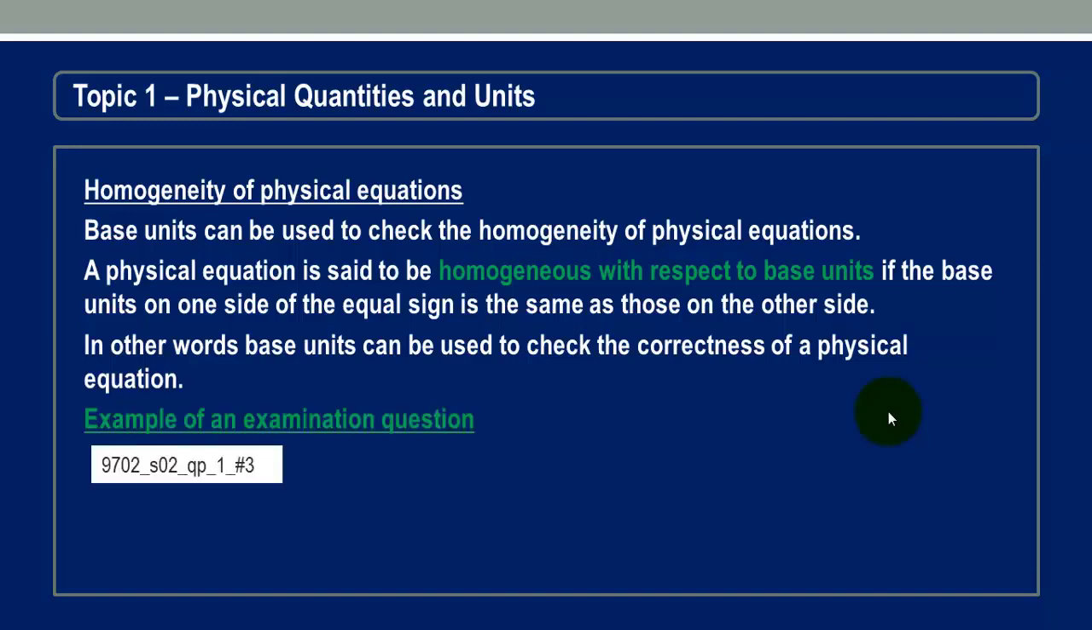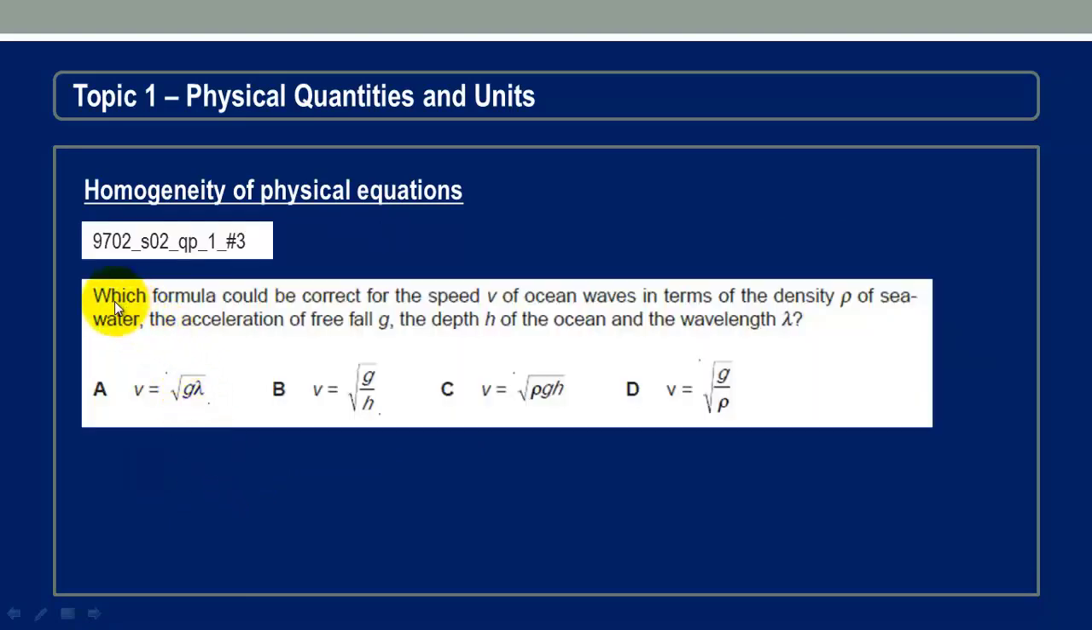Let's consider an example in an examination. We are going to look at paper 1 of the year 2002, number 3. Now, in this question, we are asked, which formula could be correct for the speed v of ocean waves in terms of the density rho of seawater, the acceleration of free fall g, the depth h of the ocean, and the wavelength lambda? Now, this is how we go about this question.